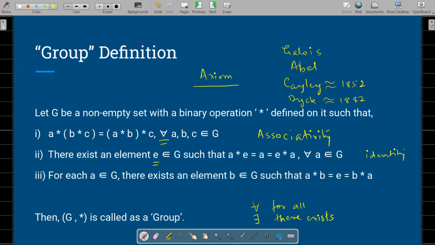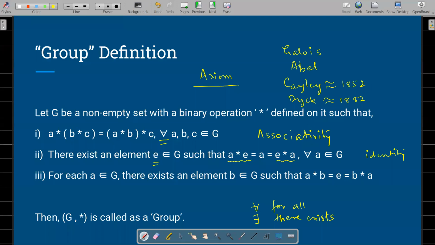And thirdly, for every element A, there is some element B such that A star B is equal to E, and B star A is equal to E. So look at both these things. By definition, identity commutes with every element. So this property is called commutativity: A star B is same as B star A.